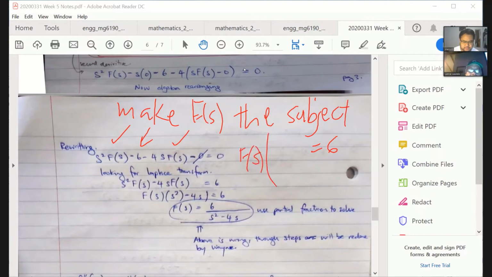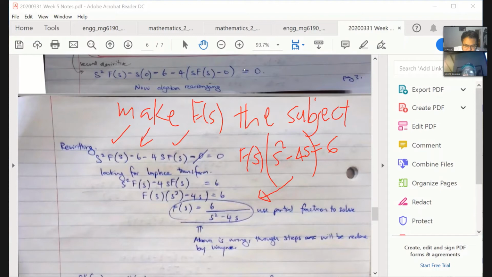F of s bracket. I need an s squared minus 4s, that makes sense? So now take that bracket to the other side and you've got this. All you've done is make F of s the subject. Can you still see my red writing? Yep, I can see it. That's all we've done, chuck everything to the other side and leave F of s.